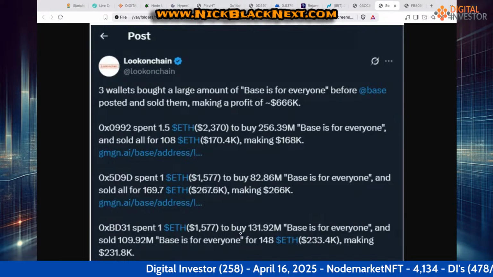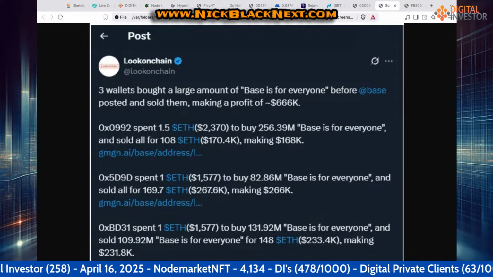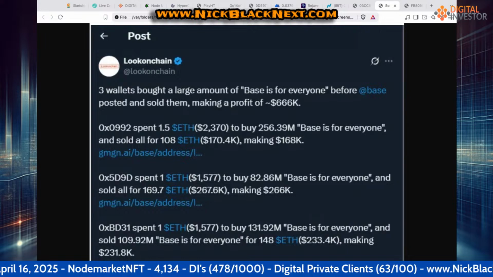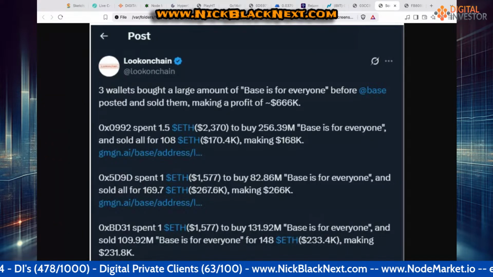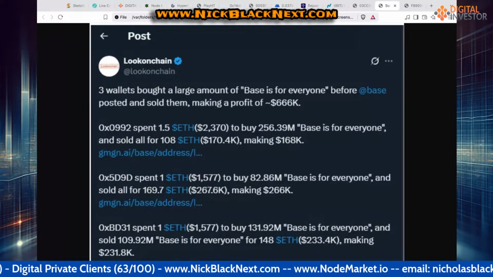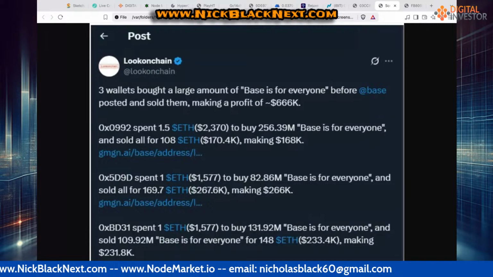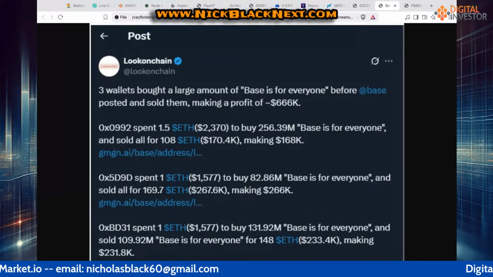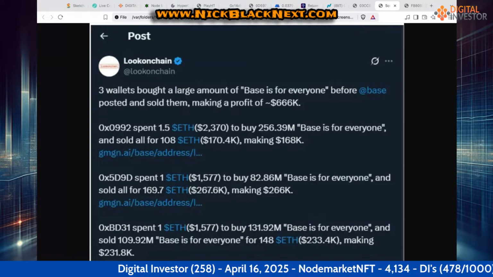3 wallets bought a large amount of Base for everyone before Base had even posted and sold them, meaning you could not possibly compete with these guys. One wallet spent $2,370, 1.5 ETH. They bought 256.39 million Base for everyone tokens, sold for 108 ETH, so they pocketed $170,400, making a cool 168K profit.